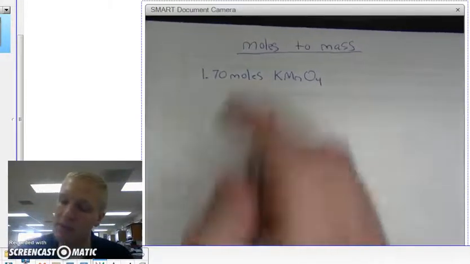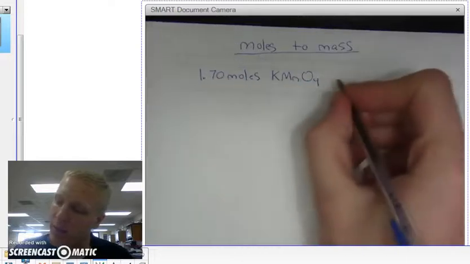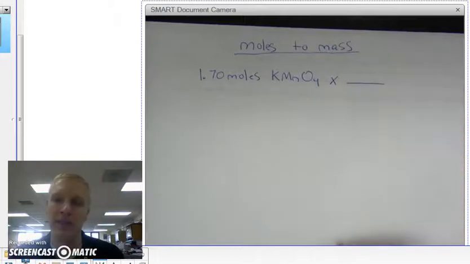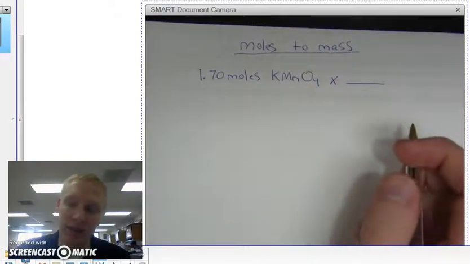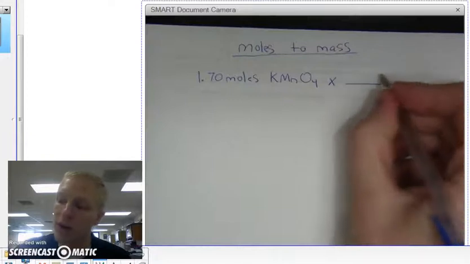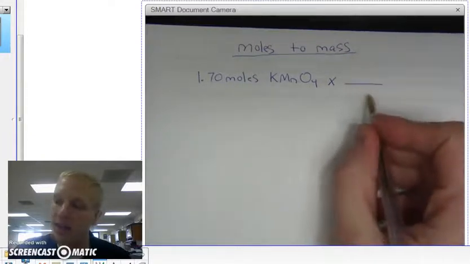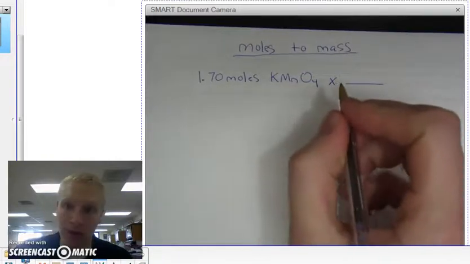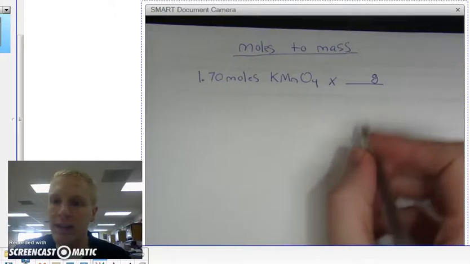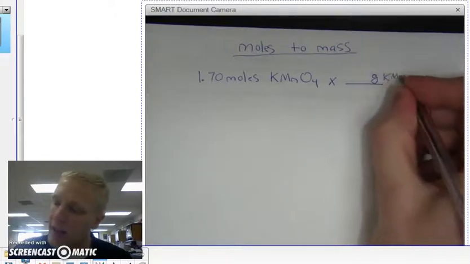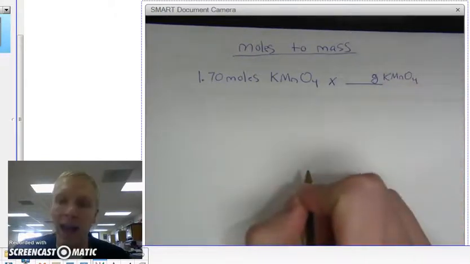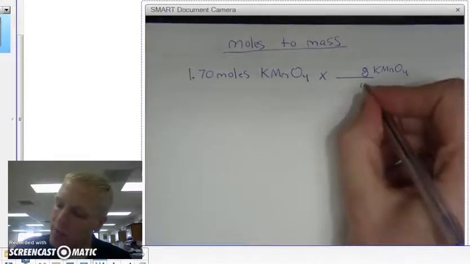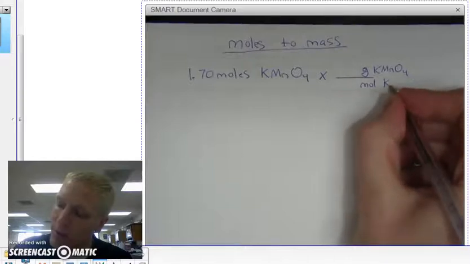So what you have to do is take your 1.7 moles of KMnO4 and multiply it by a conversion factor. Just like any conversion factor, you put what you want to convert to on top and what you're getting rid of on the bottom. So I always start with the units. I want to convert to grams, so I'm putting grams of KMnO4 right on top, and we are getting rid of moles, so I'm going to put moles of KMnO4 on the bottom.